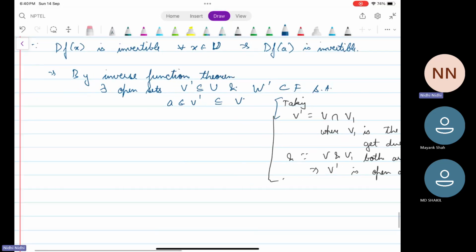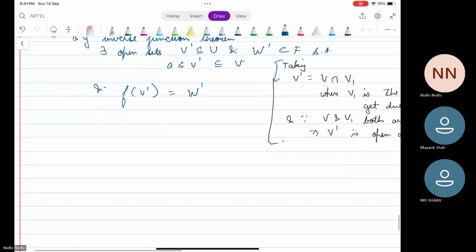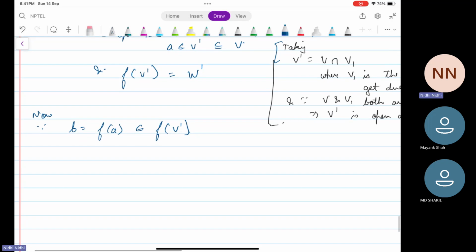And f V prime, this is equal to W prime. Now, since this B is equal to FA, A is an element in V prime, this belongs to F V prime. And F V prime is equal to W prime. This implies B belongs to W prime.